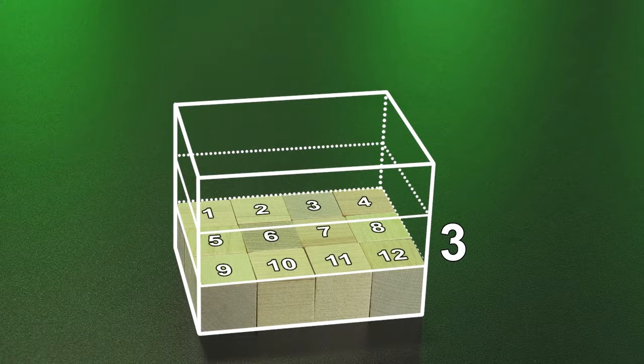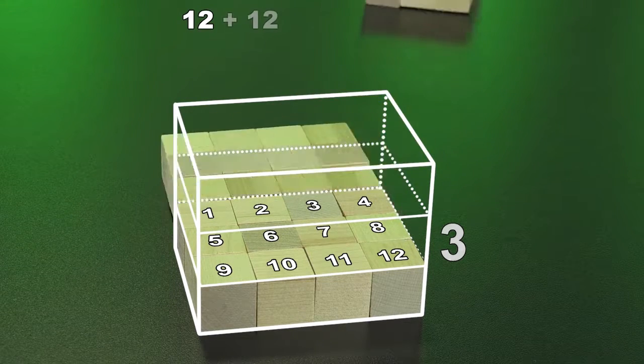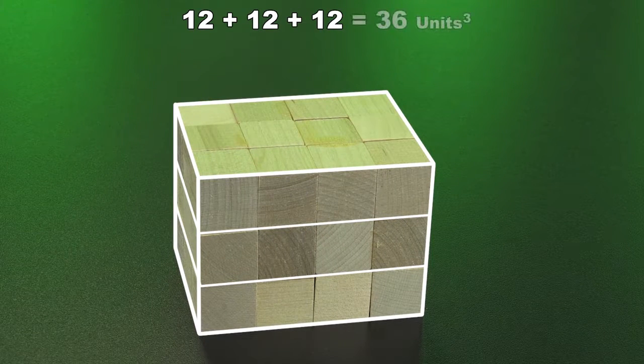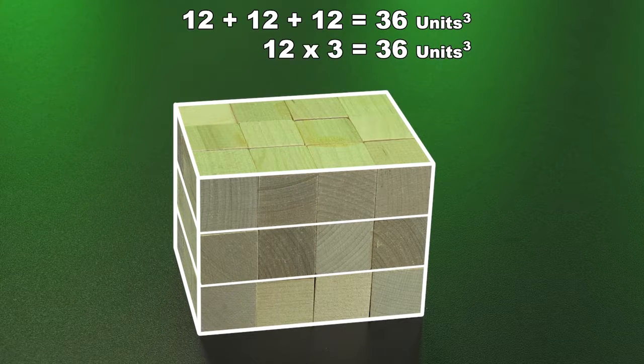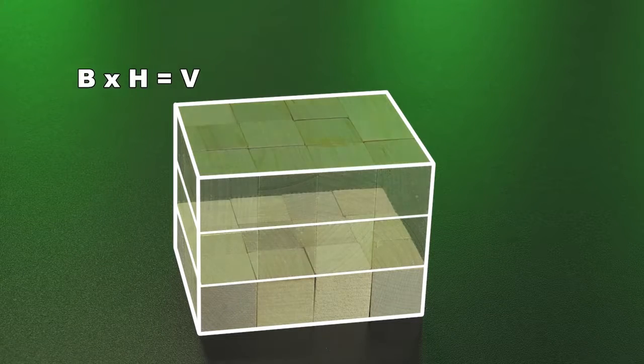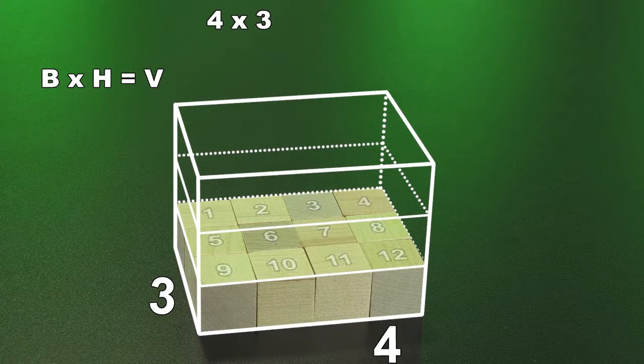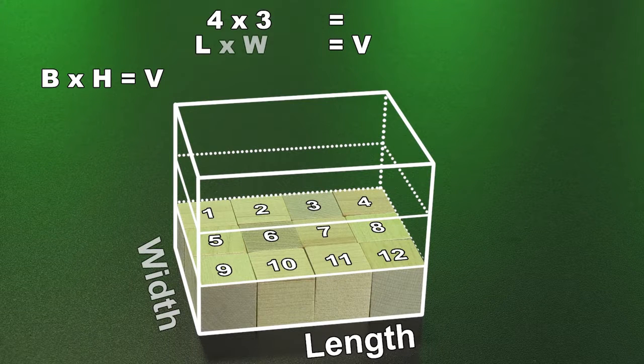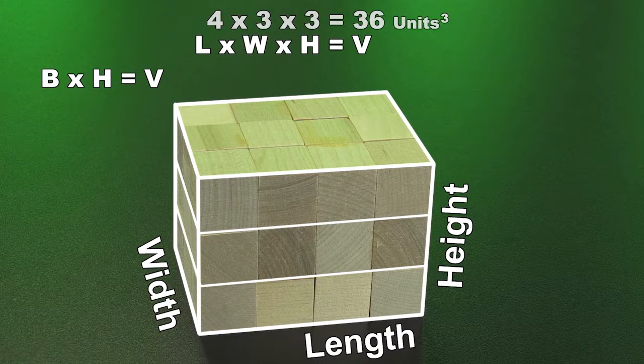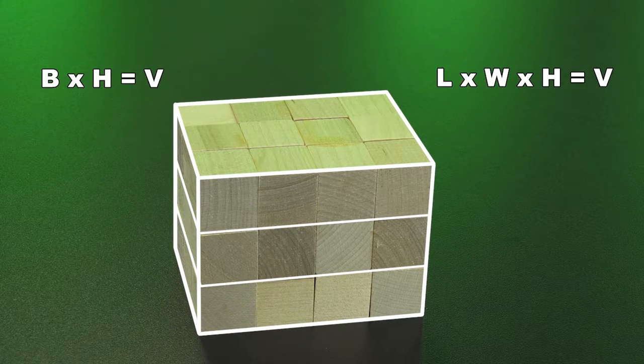If in the first layer there are 12 unit cubes and it will take 3 layers to fill a prism, they could add 12 plus 12 plus 12 to find the volume of 36 cubic units. They might discover that instead of adding 12 three times, it is more efficient to multiply 12 times 3. So, volume equals base times height. They might also discover that the first layer was 4 cubes by 3 cubes, which equals 12 cubes. This could lead them into the discovery of volume equals length times width times height. The use of these formulas comes after the extensive process of packing and experimenting, before the formulas or equations are introduced.